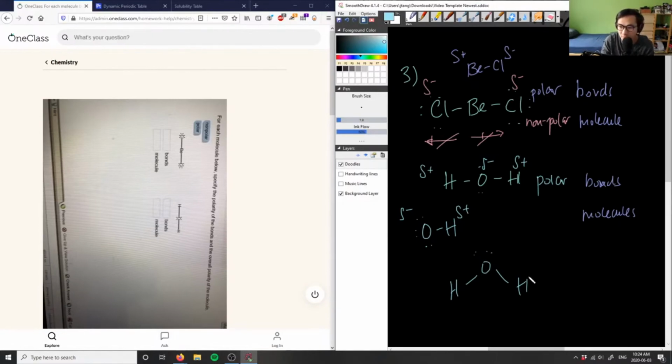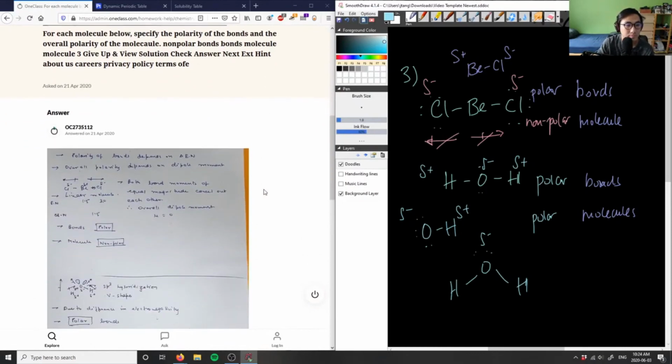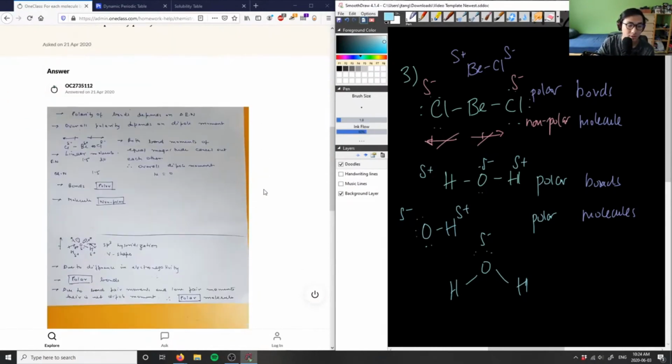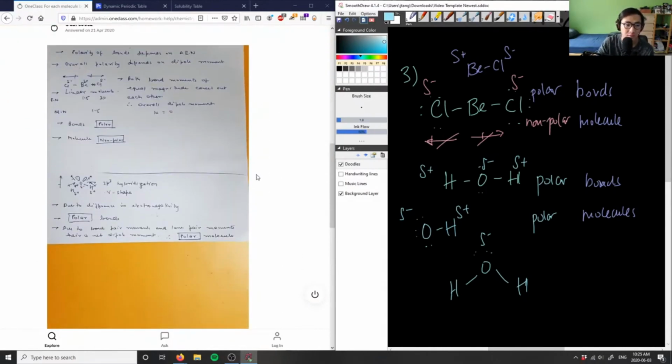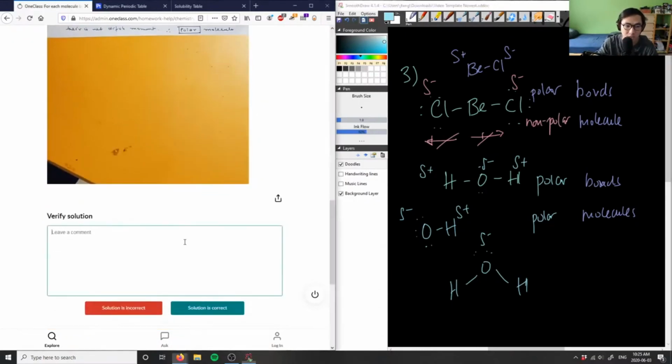So in this case here, this guy is also a polar molecule because these electrons are moving away from this hydrogen. There's a net dipole pushing this way. There's the partial negative on water here. So this is also a polar molecule. So as you can see, polar, non-polar, which is good, and then polar and polar. So the solution here is correct.